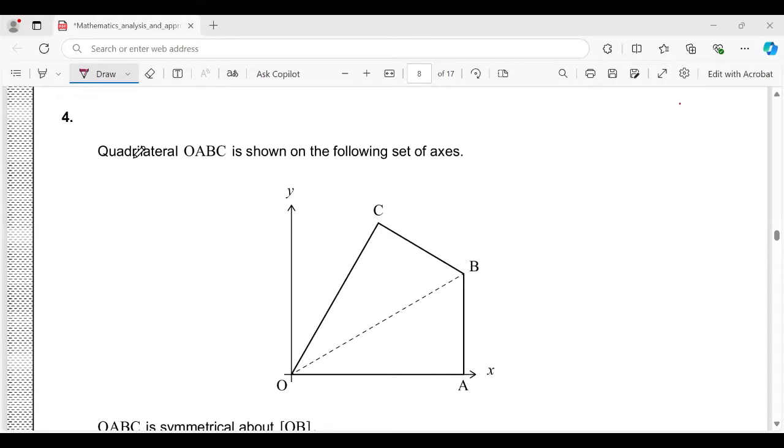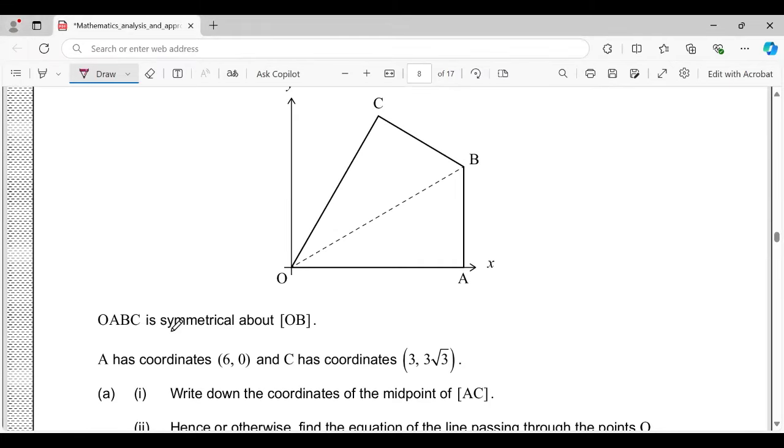Number 4, quadrilateral OABC is shown on the following set of axes. This is the quadrilateral OABC. OABC is symmetrical about OB. OB is the line of symmetry. A has coordinate point (6, 0). C has coordinate point (3, 3 square root 3).